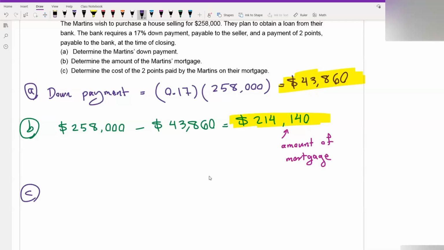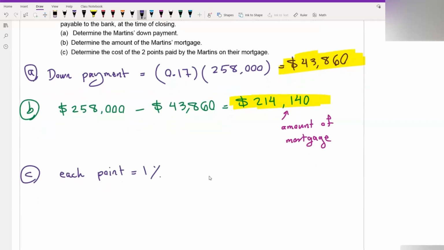Part C, determine cost of 2 points paid. I said for each point, we use 1%. Meaning 2 points is 2%. But we have to convert this to decimal number.